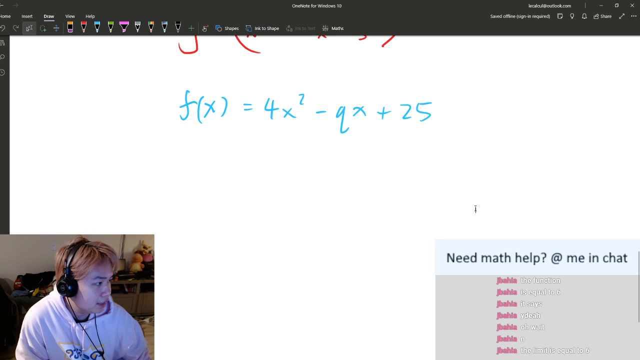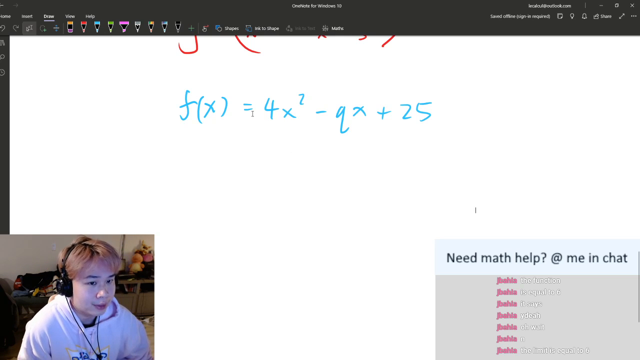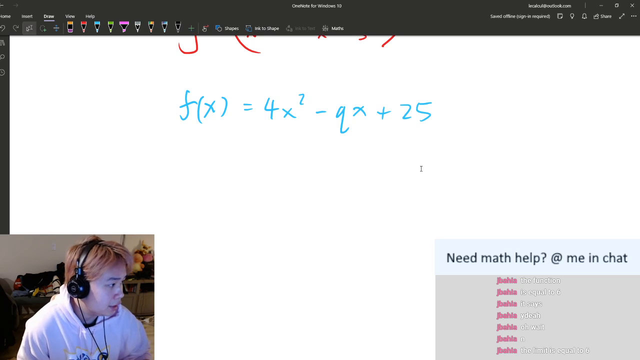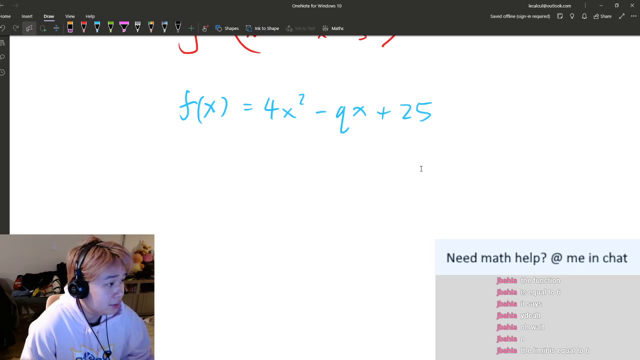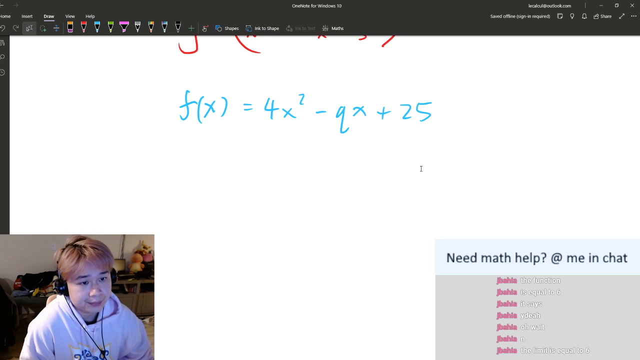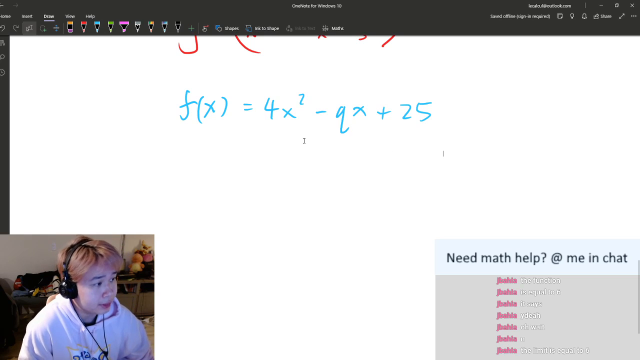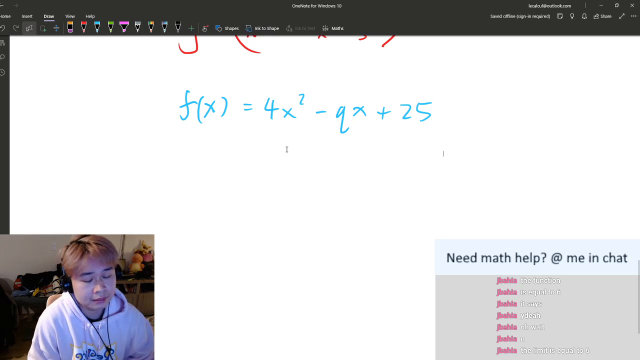Consider two different quadratic functions in this form. The graph of each function has the vertex on the x-axis. Find both values of q, and you can use a GDC if you want to. Okay. So there's a handful of ways that you can do this, skid marks.